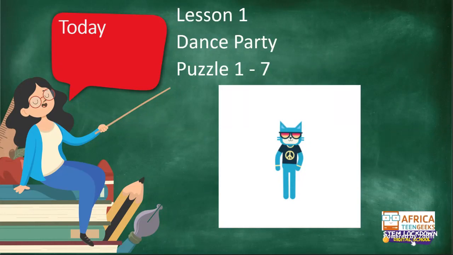Okay. So today our first lesson is the dance party, and we are going to try to do puzzles number 1 through to number 7. If we don't get to number 7, that is okay. So I'm going to jump into the coding screen. If I can find it, there we go.